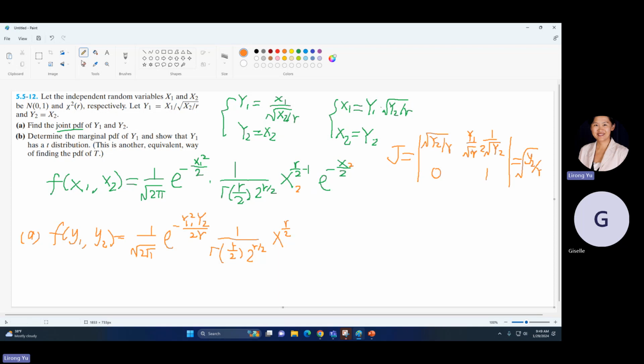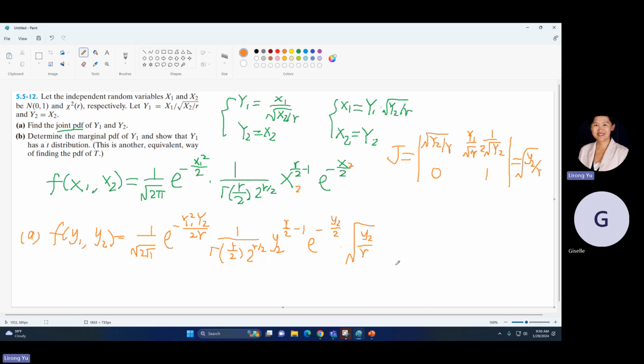Change this one. x2 is actually y2. So y2 to the power r over 2 minus 1. And then e to the negative y2 over 2. So this finished the substitution part. And then we're going to multiply the Jacobian. So that will be the root of y2 over r. Any question?